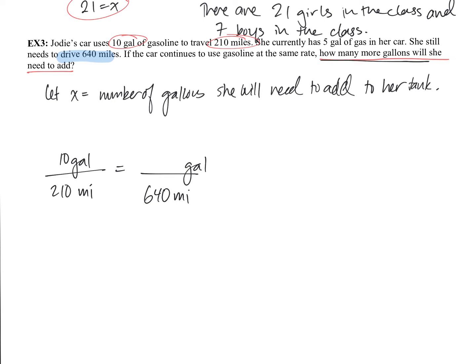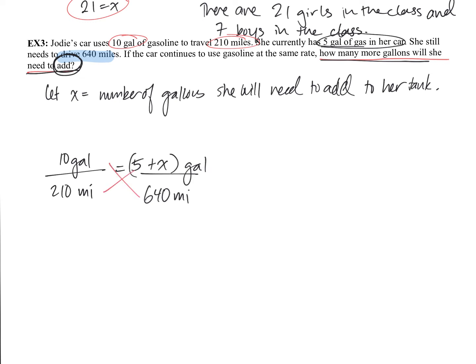We're trying to figure out how many more gallons she needs. Ooh, we have to be careful. To add. She already has 5 gallons in her car. She's not starting on empty. So she already has 5, and we're figuring out how much more we need to add to the tank. Okay, and there we have created our proportion. So let's go ahead and solve.